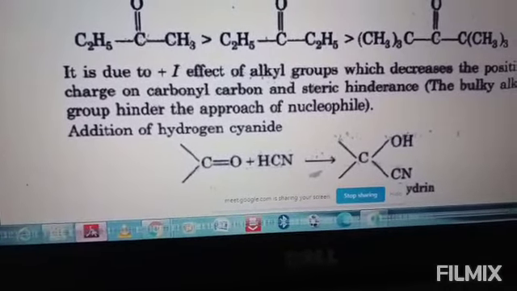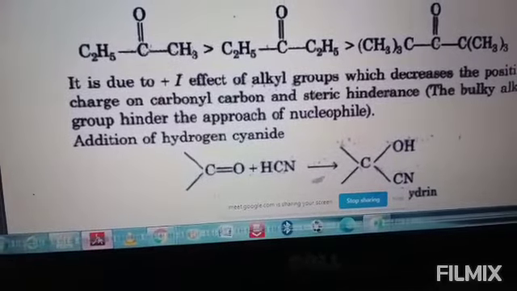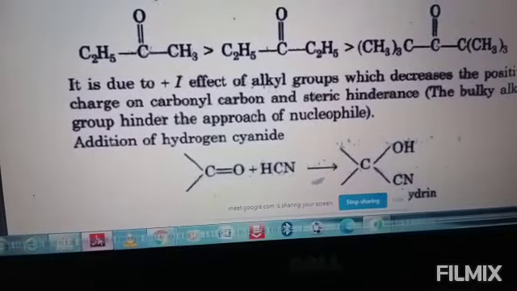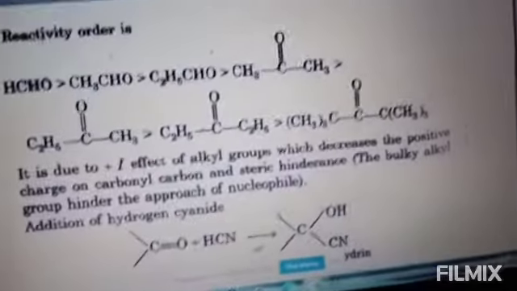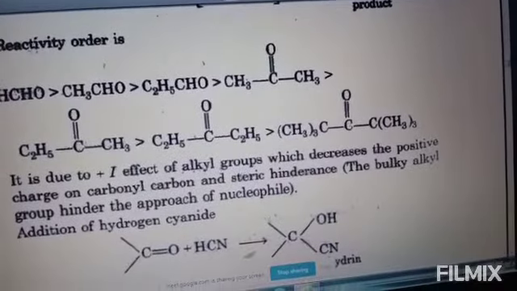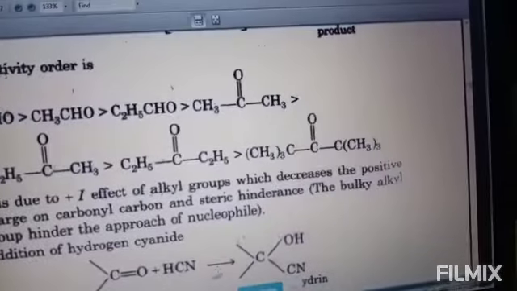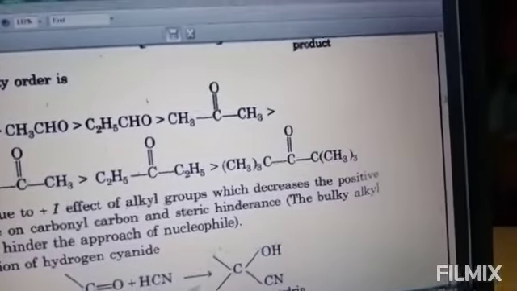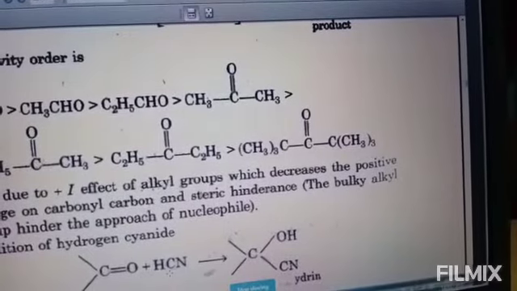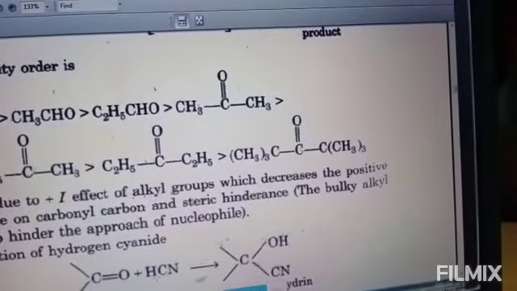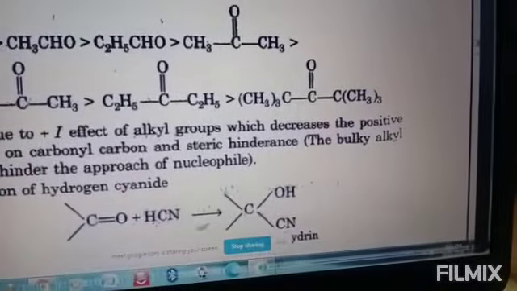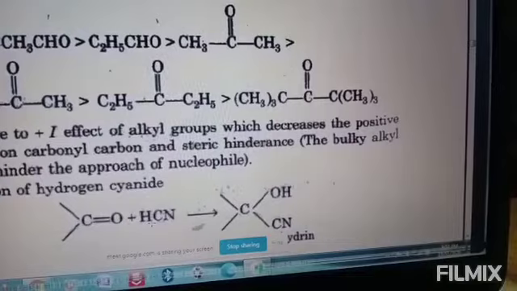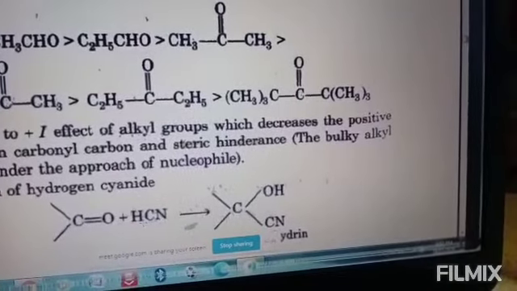So again, let us see the third one: some important examples of nucleophilic addition and elimination reactions. Now let us see that. The first one is addition of hydrogen cyanide. To add hydrogen cyanide, we need to mix hydrogen cyanide with a base, so that you will get cyanide minus and water.